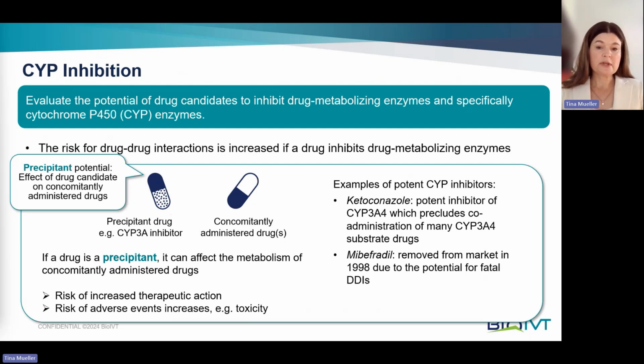Another example is mibefradil, that was marketed as Posicor. It was a non-selective calcium channel blocker used to treat hypertension and angina pectoris. It was a long-lasting CYP3A4 inhibitor and pulled from the market less than a year after approval due to its causing toxic interactions with other drugs such as antihistamines, antibiotics, and statins.